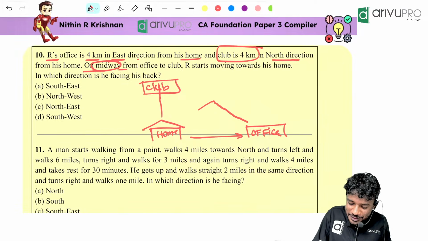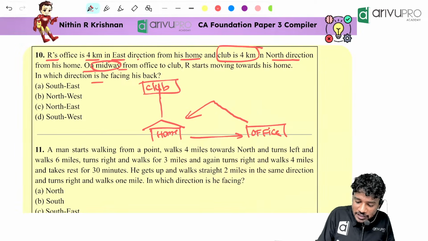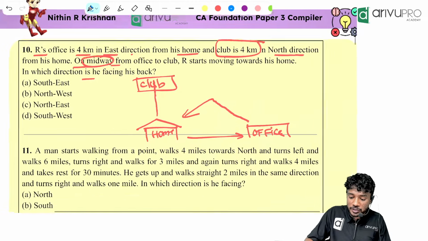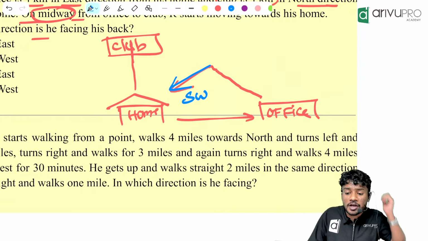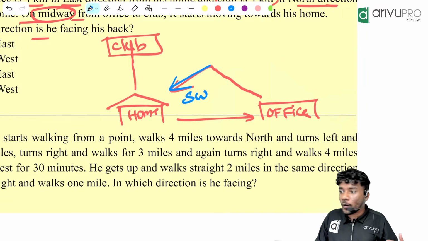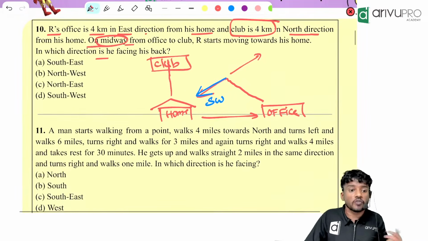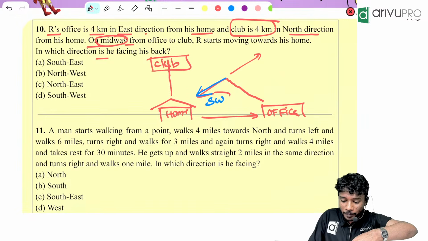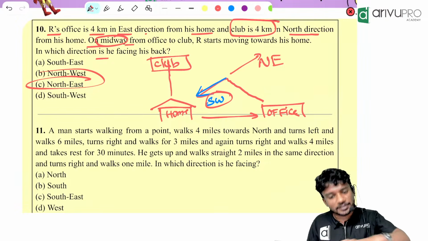Midway, he is turning towards which direction? Towards the home direction. Then in which direction is he facing his back? That is the question. Currently, he is facing the southwest direction. But is that the question? No. His back is facing which direction? The back will be facing the direction opposite to whatever he is facing. For example, you are looking north, your back is facing south. Similarly, the opposite of southwest is northeast. Which option is the answer? Option C is the answer.